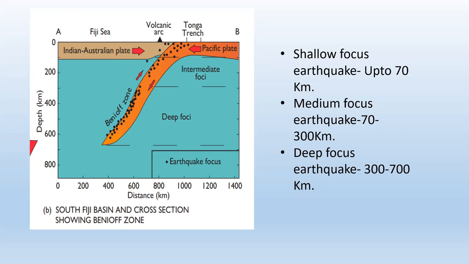Some earthquakes are shallow focus earthquakes, up to 70 kilometers deep. Some are medium or intermediate focus earthquakes, ranging from 70 to 300 kilometers, and deep focus earthquakes range from 300 to 700 kilometers. Now you can see that this is a subduction zone model, and this is the Benioff zone, where different earthquakes are happening: intermediate focus, deep focus and shallow focus earthquakes.